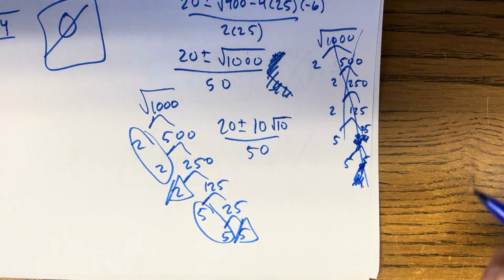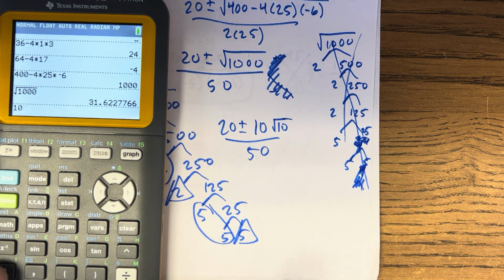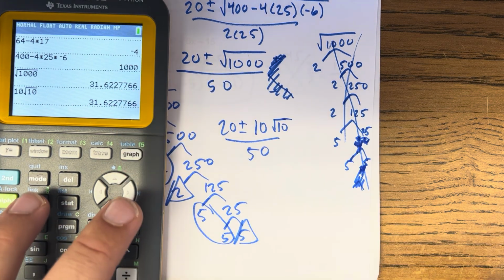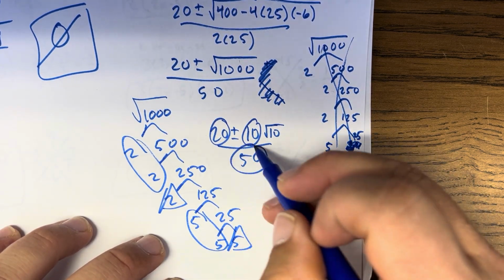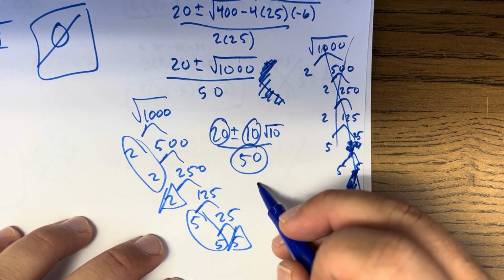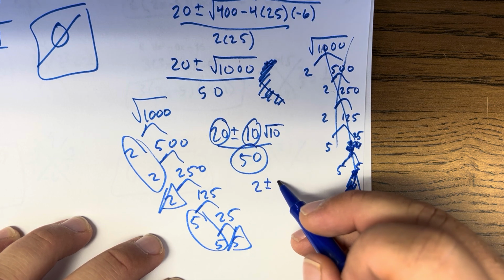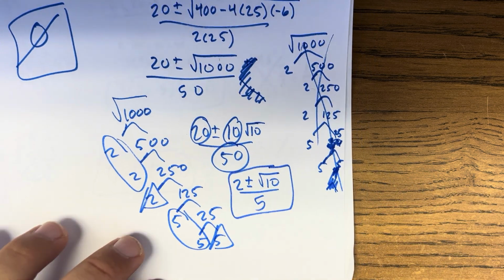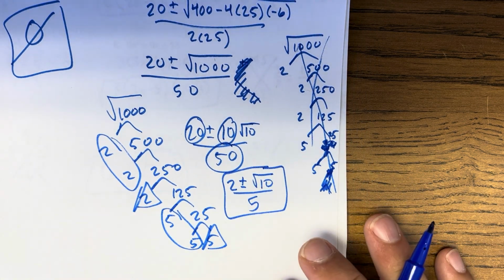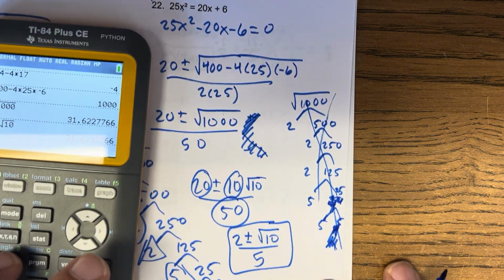If you wanted to make sure that you got the same thing, square root of 1,000 is there. 10 square root of 10 is also the same thing. So we simplified it correctly, and then we can just simplify these circles. We can divide all of them by 10, and so it's going to be 2 plus or minus square root of 10, over 5. And that's my answer.